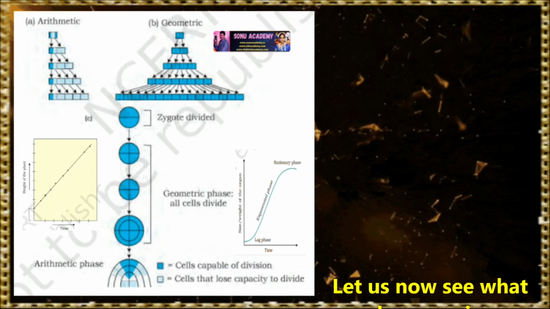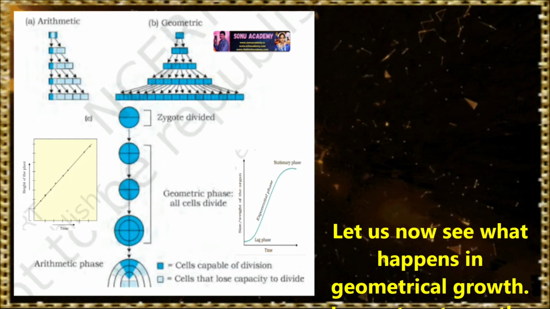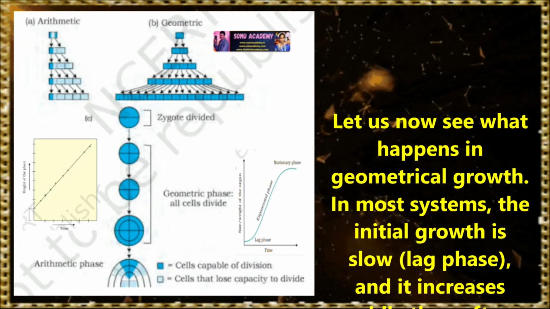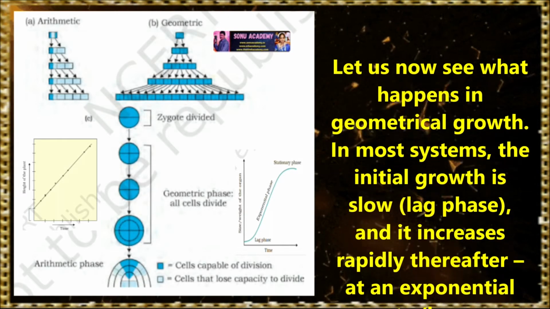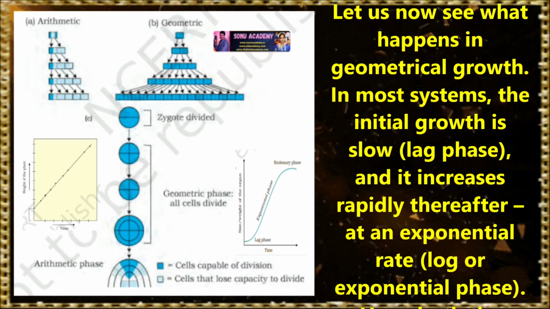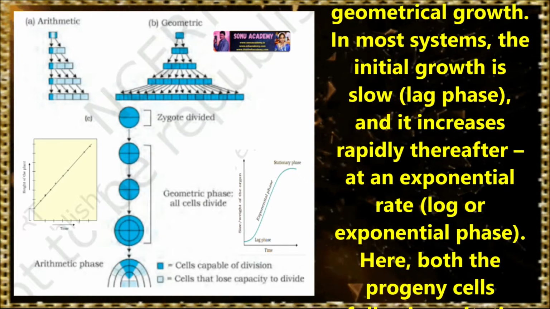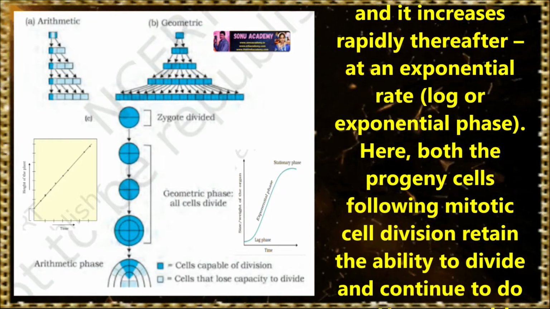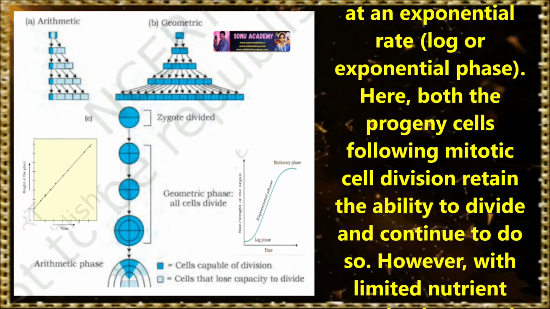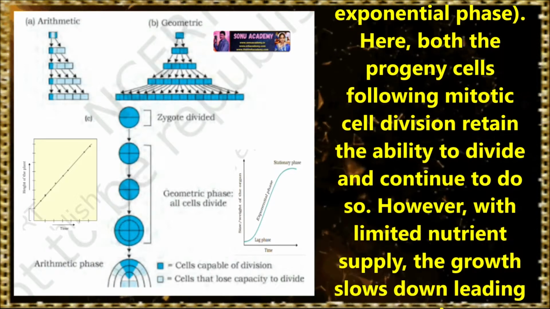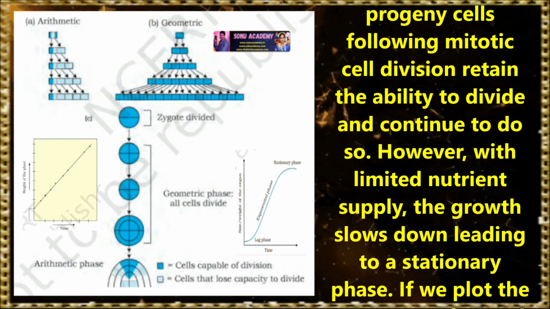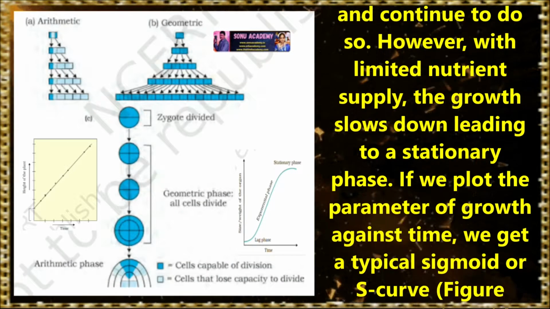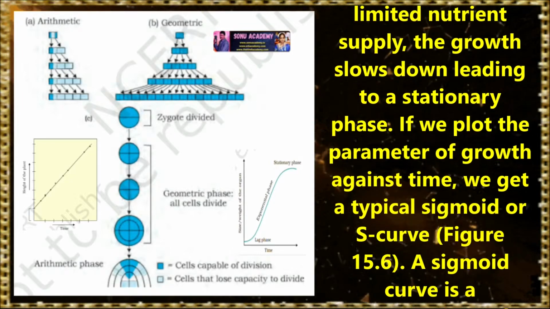Let us now see what happens in geometrical growth. In most systems, the initial growth is slow and it increases rapidly thereafter at an exponential rate. Here, both the progeny cells following mitotic cell division retain the ability to divide and continue to do so. However, with limited nutrient supply, the growth slows down, leading to a stationary phase. If we plot the parameter of growth against time, we get a typical sigmoid or S curve.